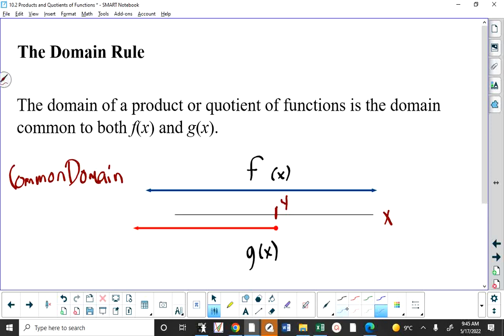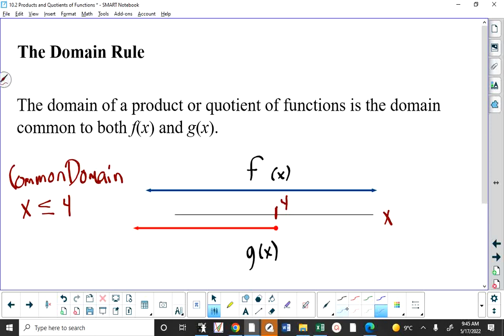To me it's obvious, but I don't know what goes on in students' heads all the time. Do they overlap when x is 4? Well, yeah, because they're both there. They overlap at x equals 4 and to the left of 4, which means the common domain would be x is less than or equal to 4. And that's what we talked about yesterday, if we're adding or subtracting two functions.